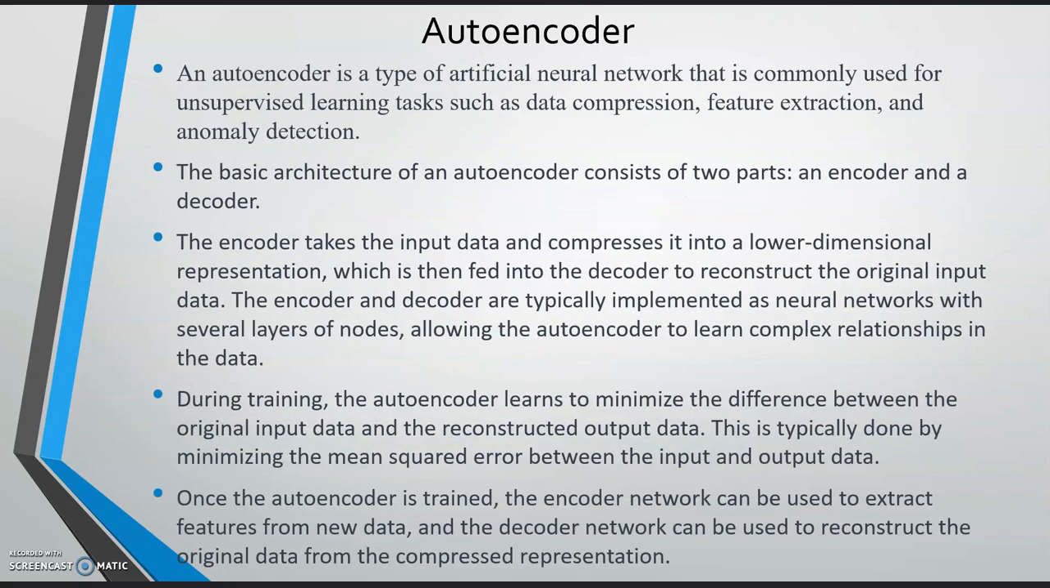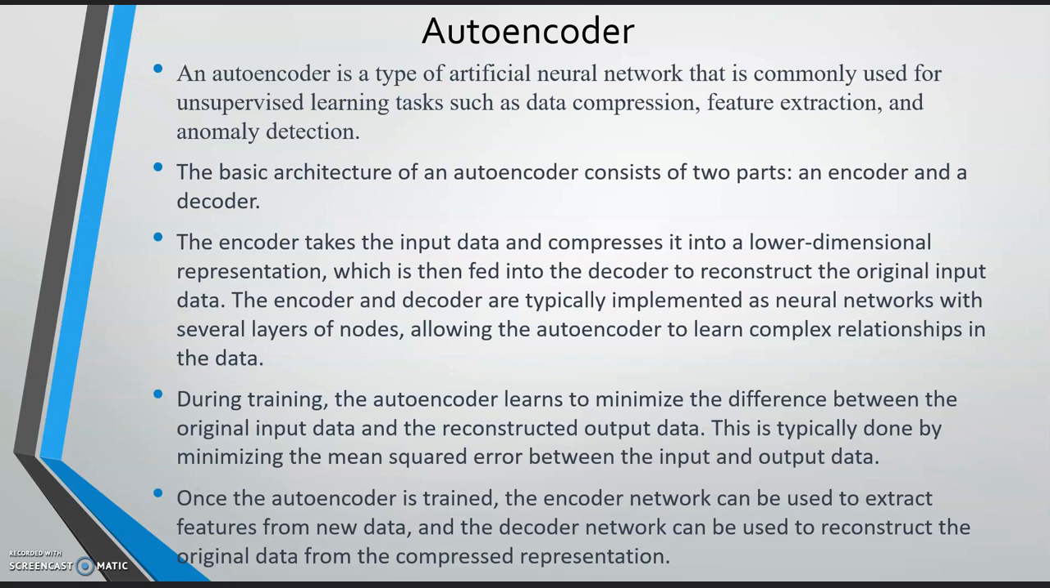Next is autoencoder. So what is autoencoder? Autoencoder is a type of artificial neural network that is commonly used for unsupervised learning tasks such as data compression, feature extraction, and anomaly detection. The basic architecture of an autoencoder consists of two parts, an encoder and a decoder. The encoder takes the input data and compresses it into a lower dimensional representation, which is then fed into the decoder to reconstruct the original input data.